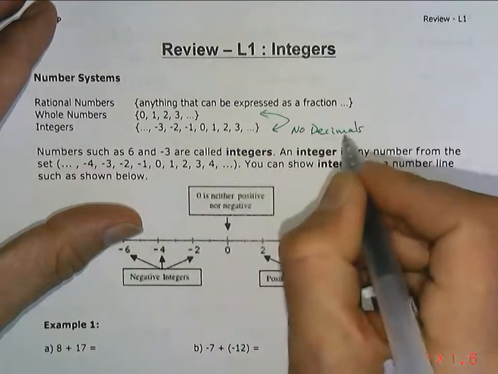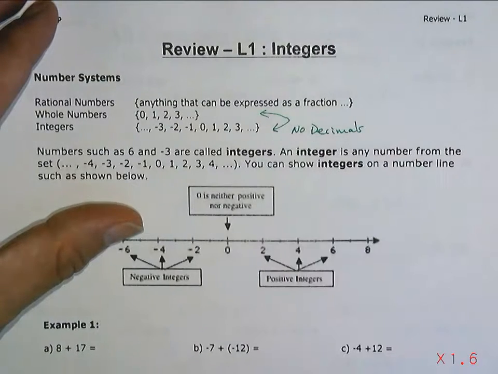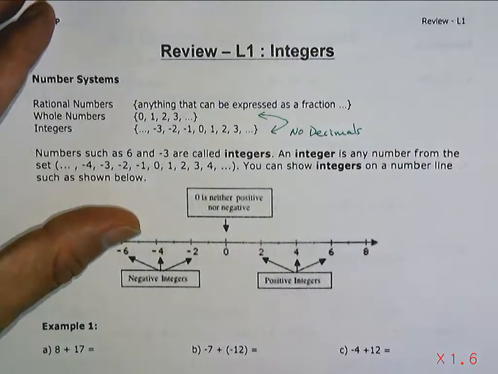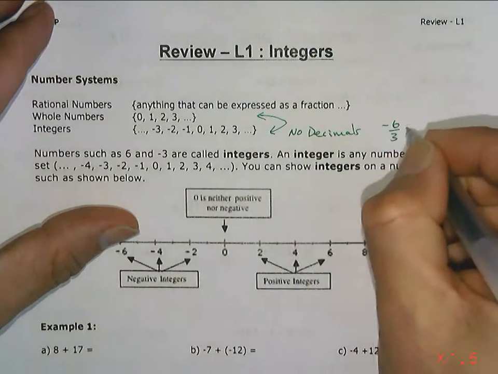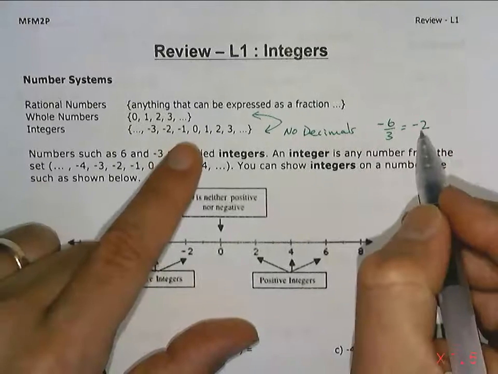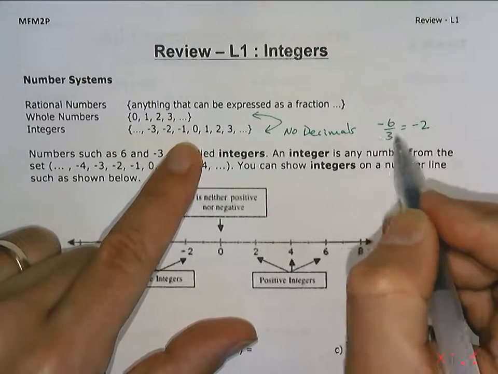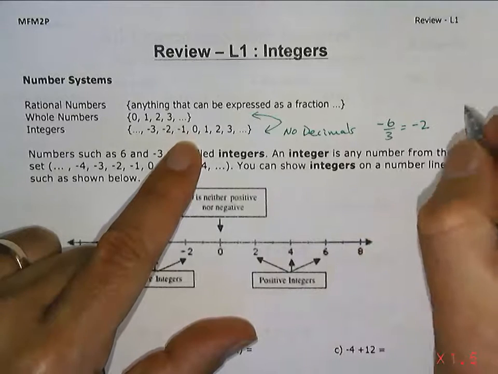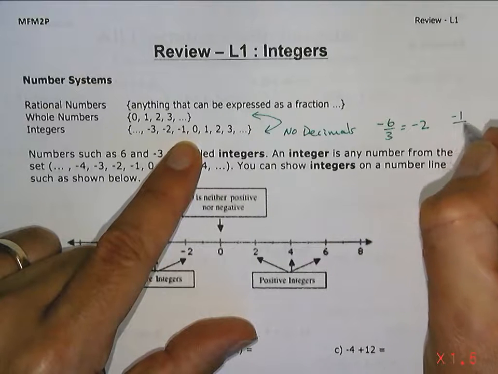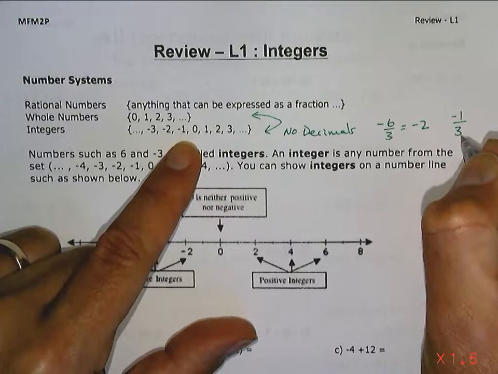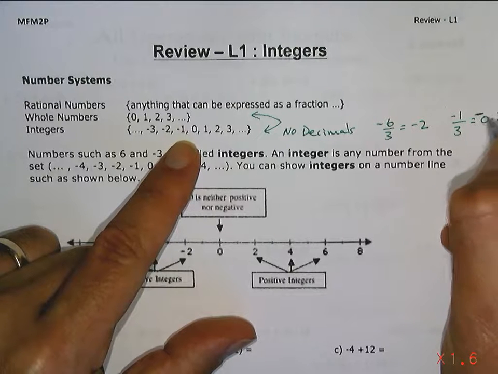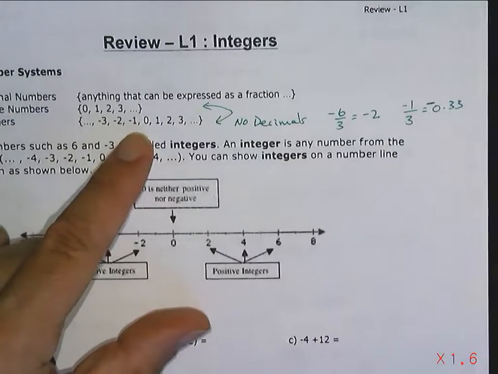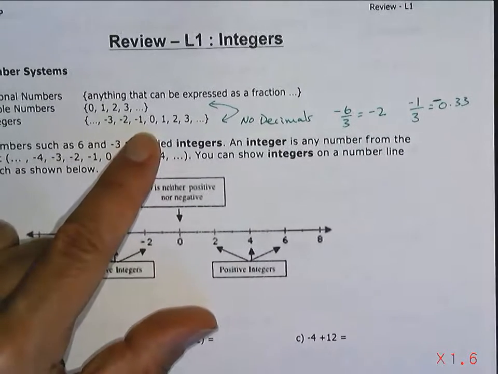I want to say no fractions too, but the problem with that is sometimes a fraction can reduce down to a whole number or an integer, right? -6 divided by 3. The answer is -2, so that's definitely an integer, even though I could write it as a fraction. This is not an integer though. -1 over 3, because that doesn't work out to a nice signed whole number. That works out to -0.33333333 as a decimal. Do you see the difference?